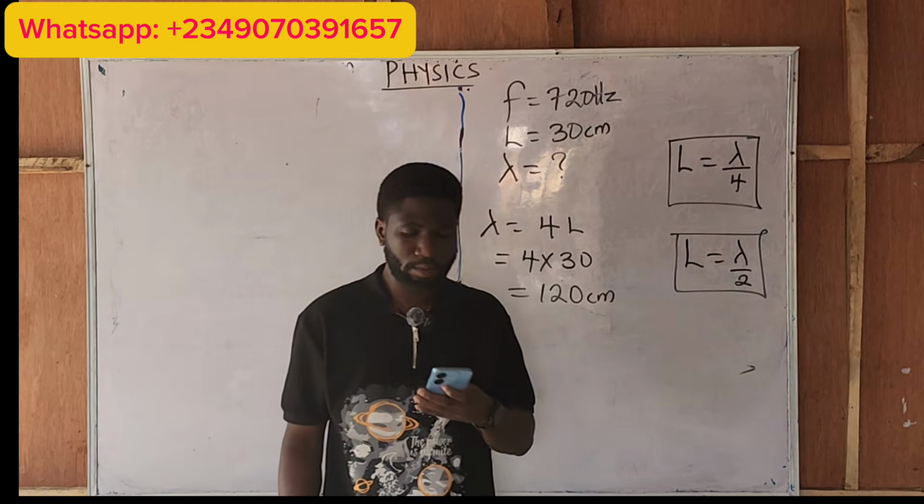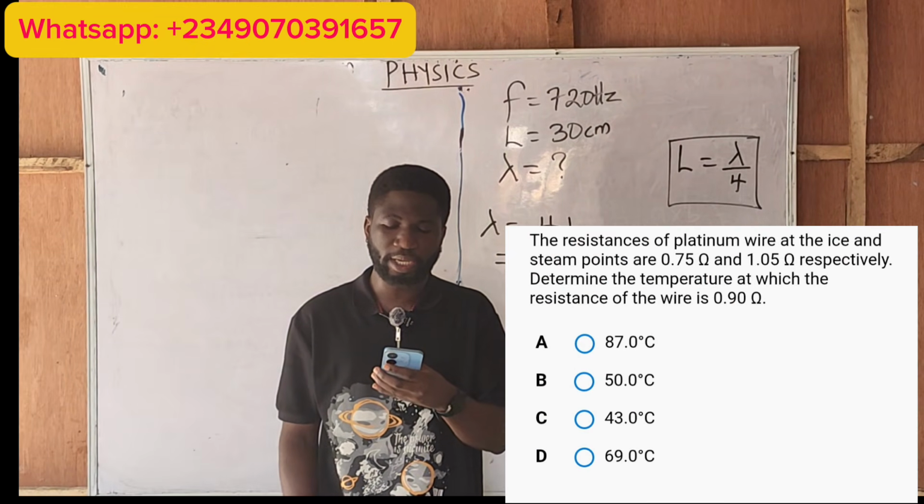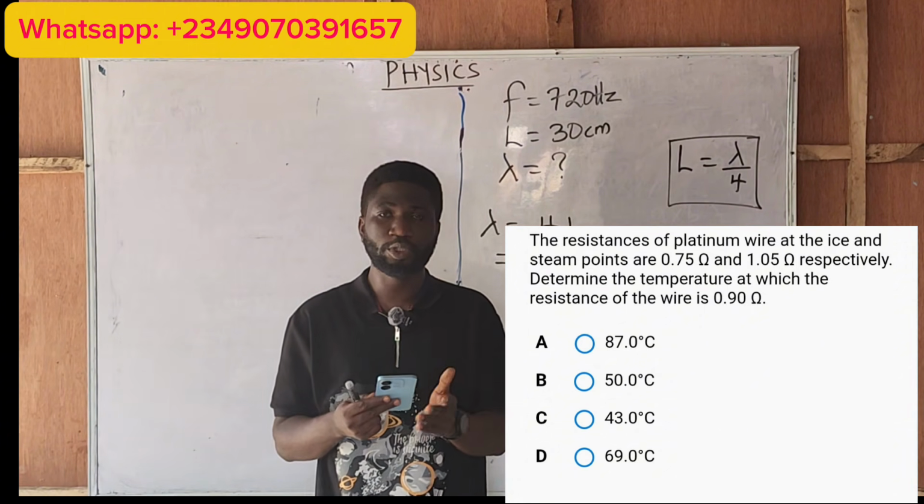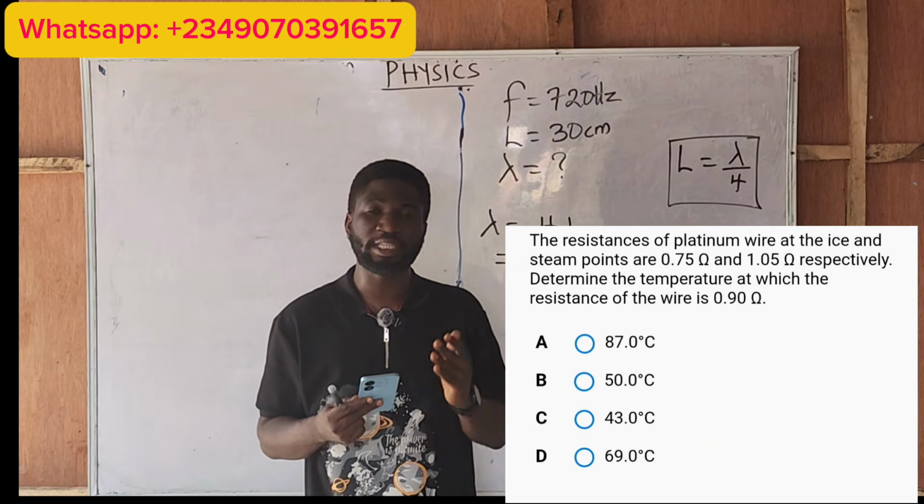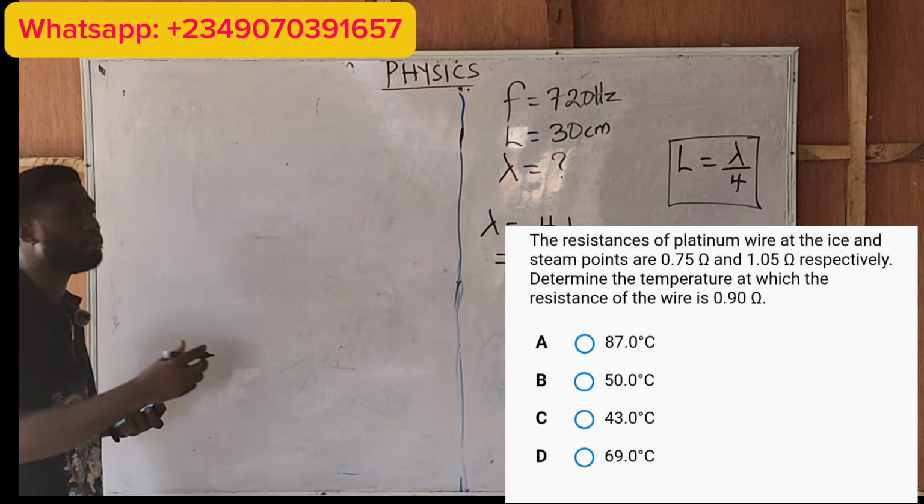Alright. So the next question says the resistances of platinum wire at the ice and steam points are 0.75 ohms and 1.05 ohms. So this is a question under the temperature scale. So for this now, we are comparing that of the Celsius scale.